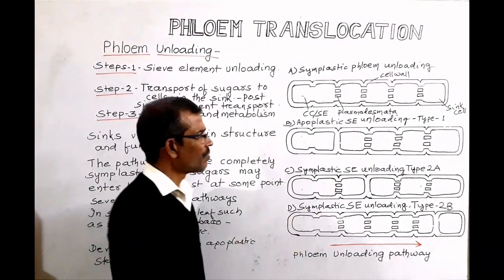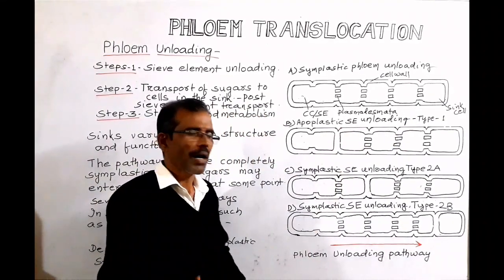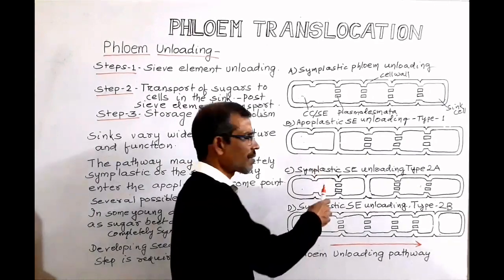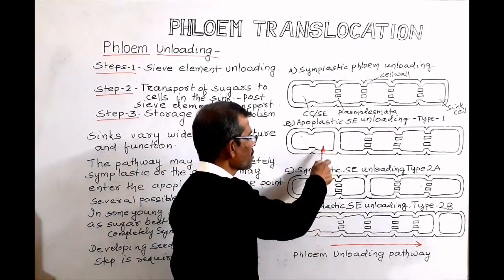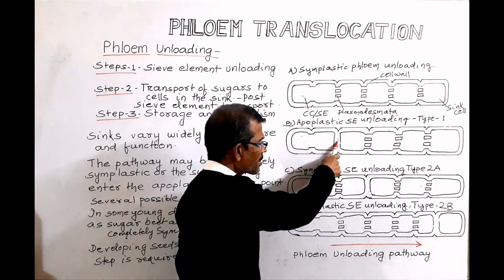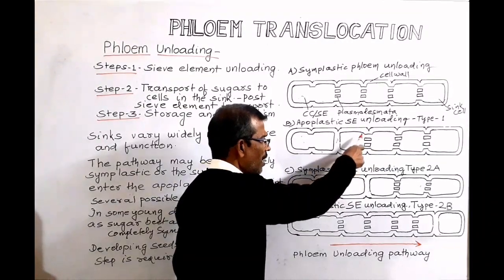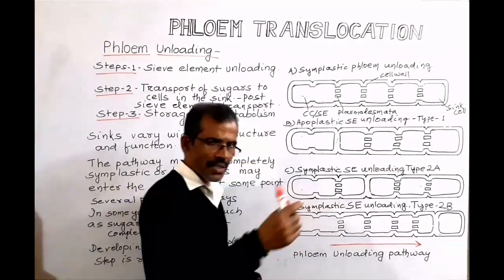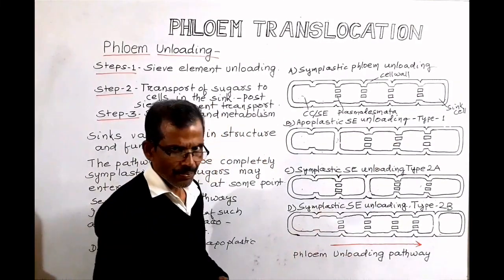In case of type 1 apoplastic phloem unloading pathway, sugars are first transported from the sieve tube element companion cell to the apoplast. From the apoplast, the sugars are taken into the symplast of adjoining sink cells. After that, the transport is symplastic.